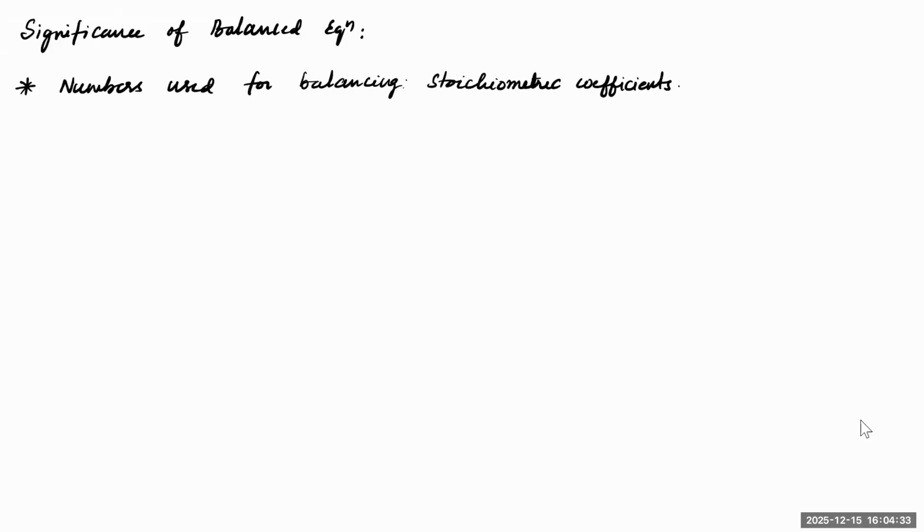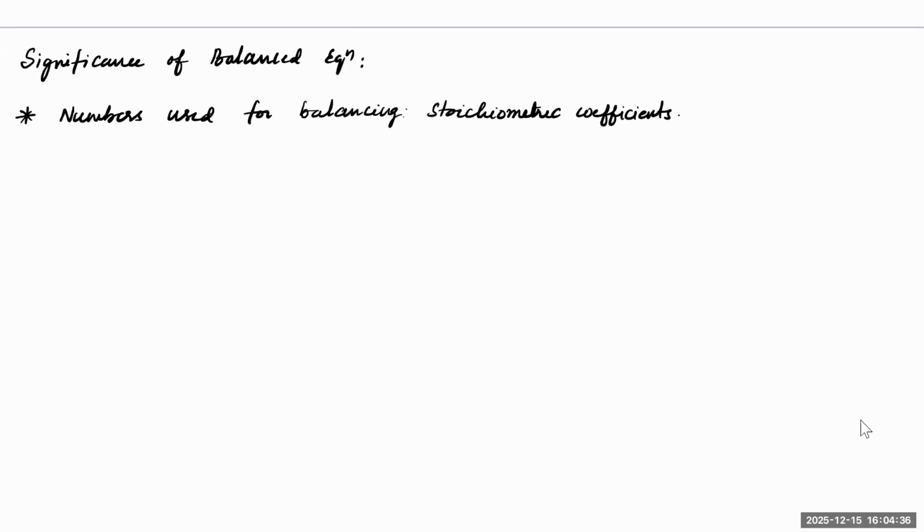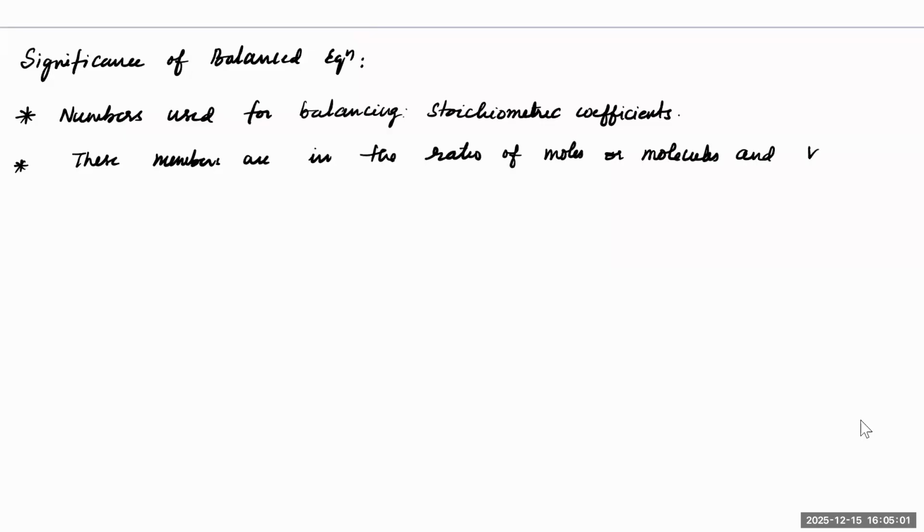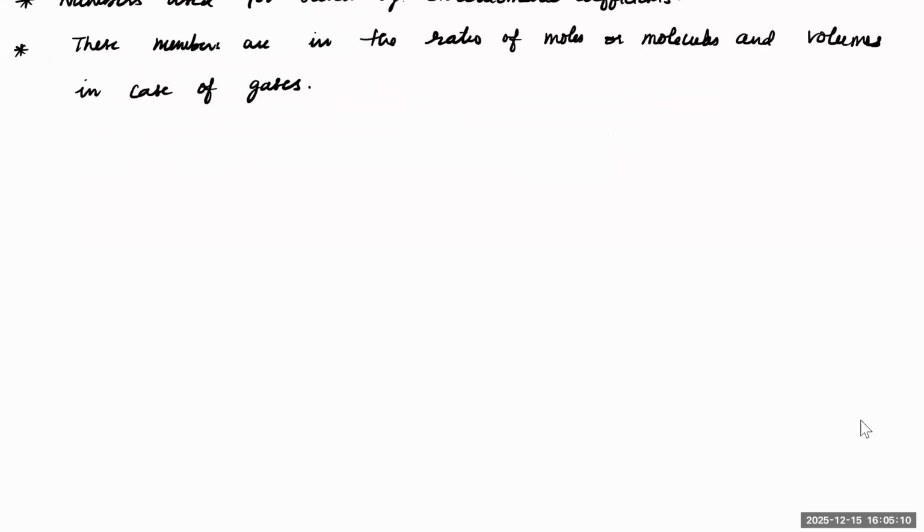So these will be in the ratio of moles or molecules. You can read it as moles or molecules. These numbers are in the ratio of moles or molecules and volumes in case of gases. You can use this as volume terms also, like A volume, B volume, C volume, like that.